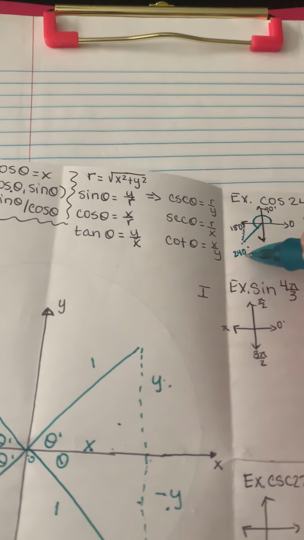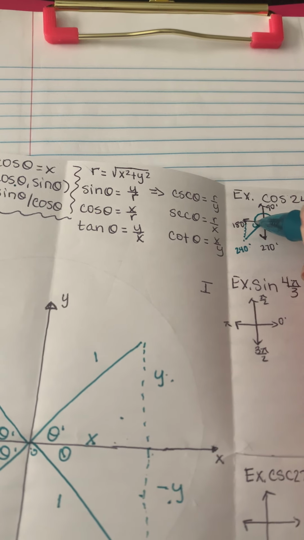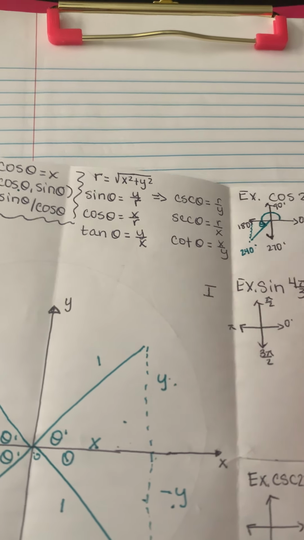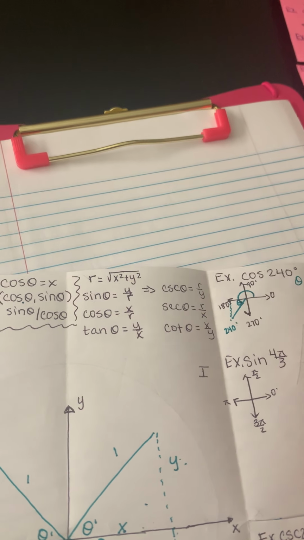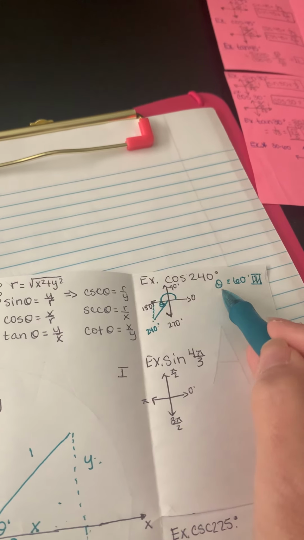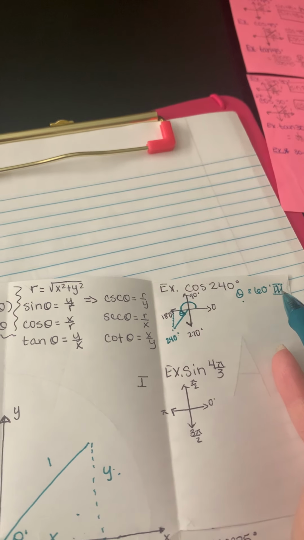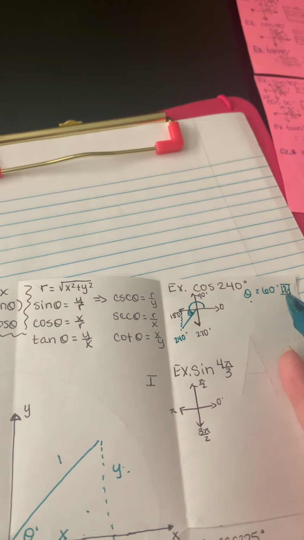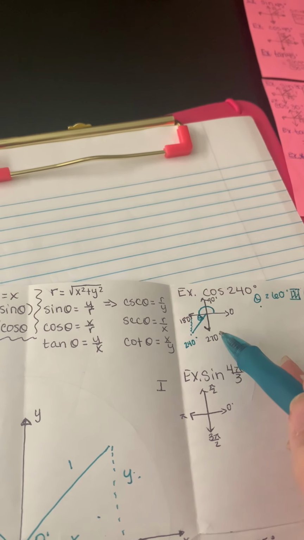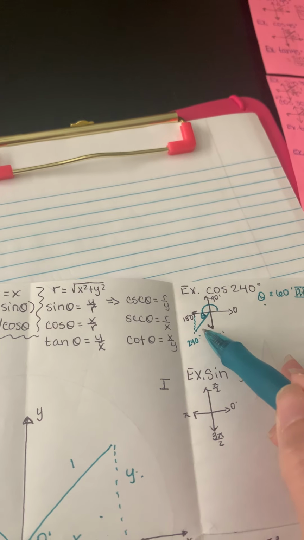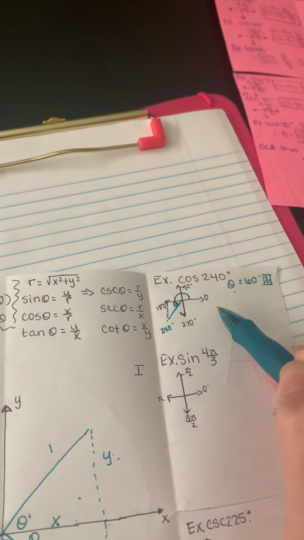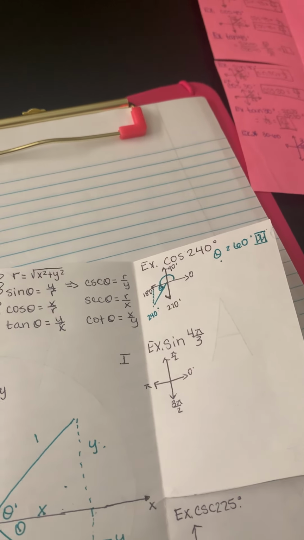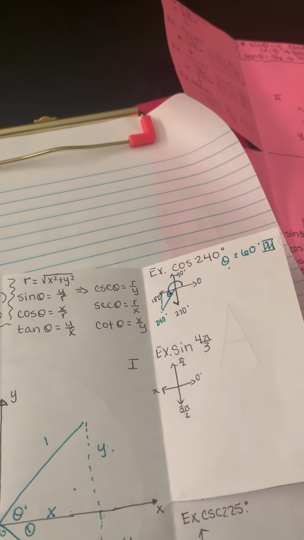And so 240 minus 180 means that this angle right here is going to be 60 degrees, okay? And it is in the 3rd quadrant. That's important. I want you to be able to tell me 60 degrees is my reference angle located in the 3rd quadrant. So right now I know that the only thing that's positive in the 3rd quadrant is tangent. But I'm dealing with cosine. So with cosine, I know my answer is going to be negative. So before I even continue, I know that I'm going to get a negative answer.